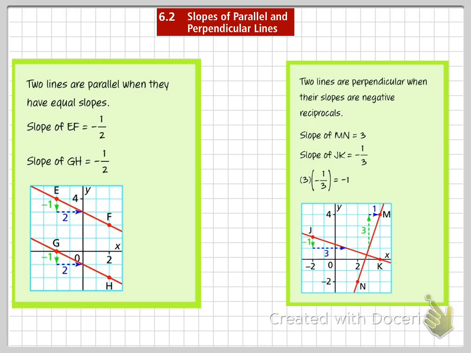Here we have two perpendicular lines. Now, perpendicular lines are going to meet at a 90-degree angle. Their two slopes are going to be what we call negative reciprocals of each other. If one slope is negative 1 over 3, the other one is going to be positive 3 over 1. The thing that we're going to notice is that if you take the two slopes of perpendicular lines and multiply them together, you will get a product of negative 1.